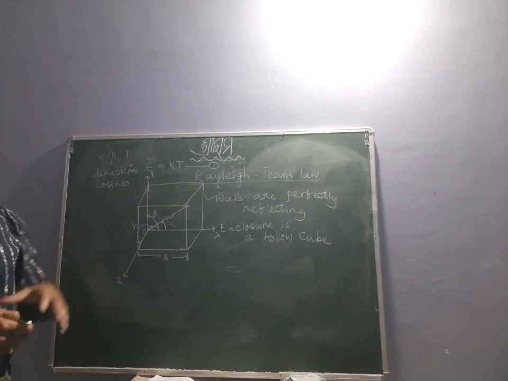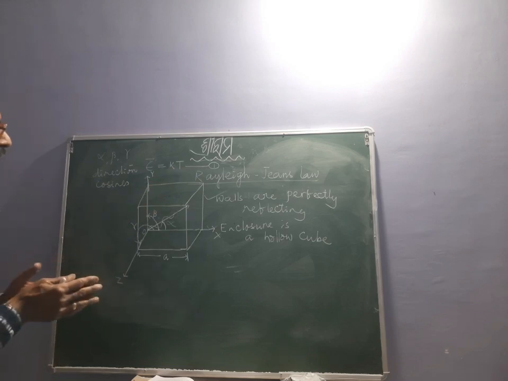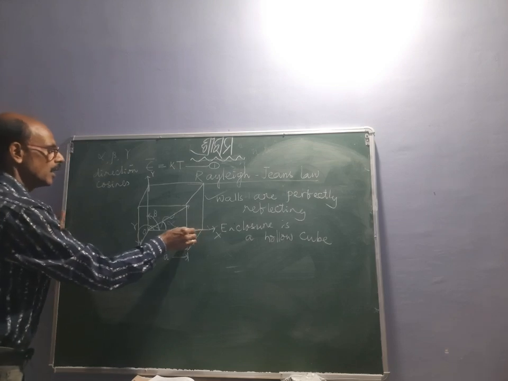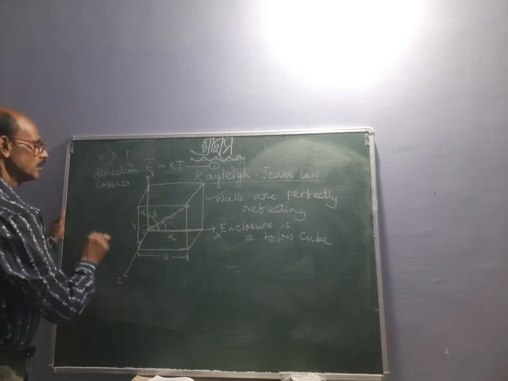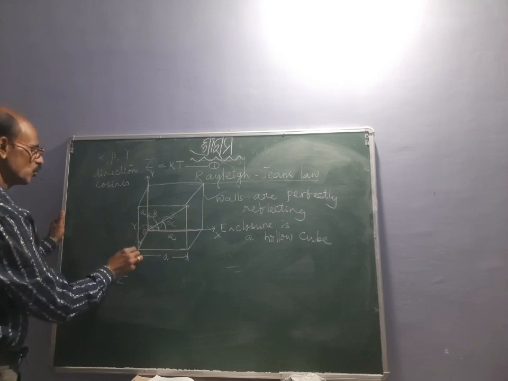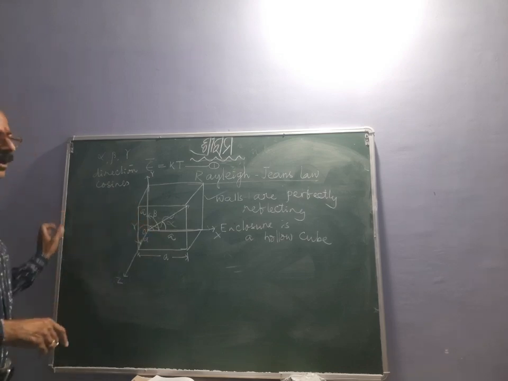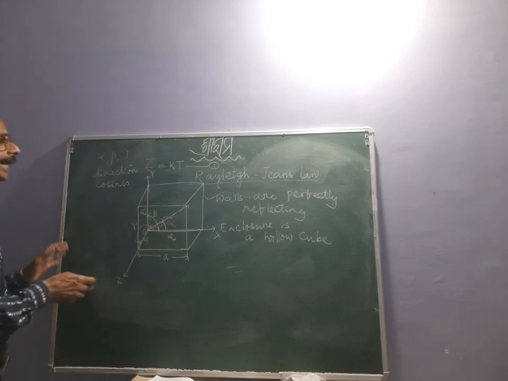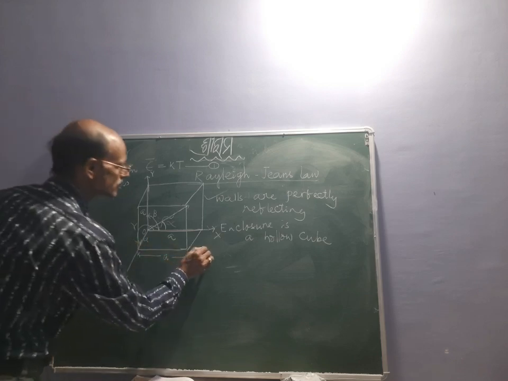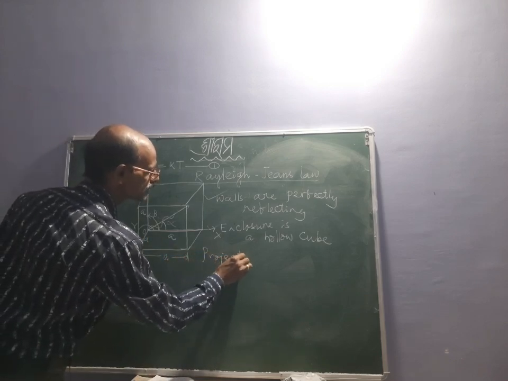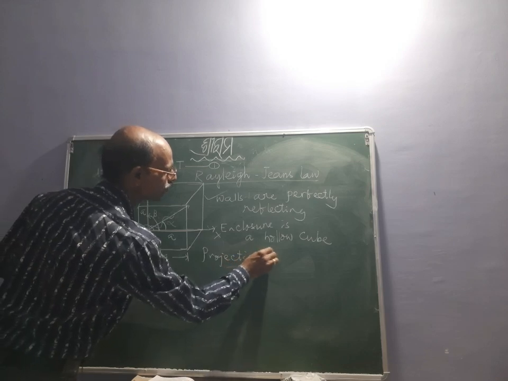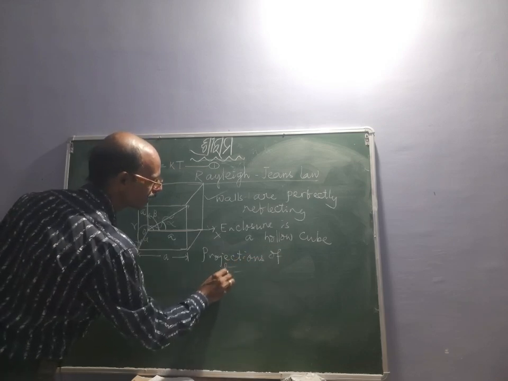along which the electromagnetic waves, particular electromagnetic waves, travel. We have taken this to be A, this is A, and this is also A, each side is A. Then the projections of different edges.